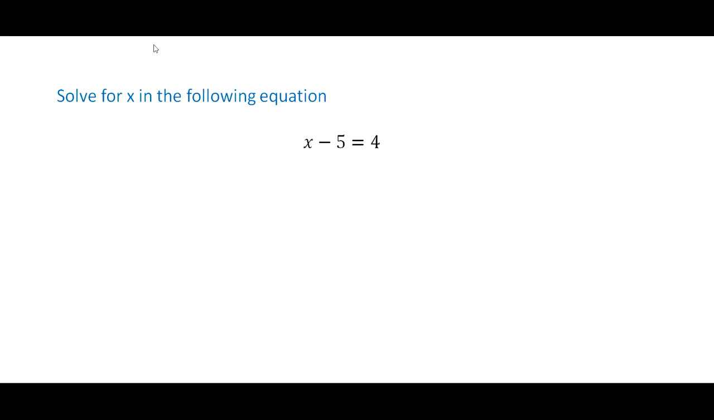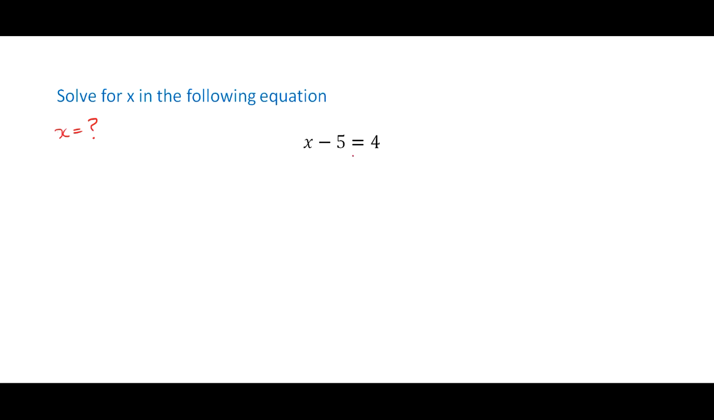Okay, first equation we have here: solve for x in the following equation. x minus 5 is equal to 4. Now, when we are asked to solve for x, essentially what we are doing is finding a value of x, x equal to something, that when we substitute it into this equation, it will satisfy the equation.